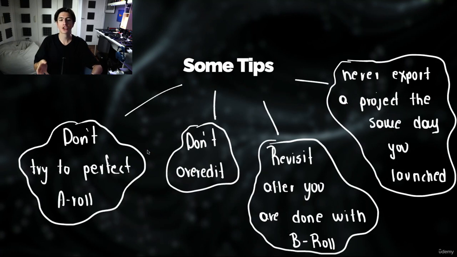Now we're going to end this lesson right here with some tips that I have accumulated through the years in the trial and error that I have seen and observed through editing, and those are the 4 tips that I have to give you. The first one is to not try to perfect A-roll, don't over edit, revisit the editing of the A-roll after you're done with B-roll, and never export a project the same day that you launch it.